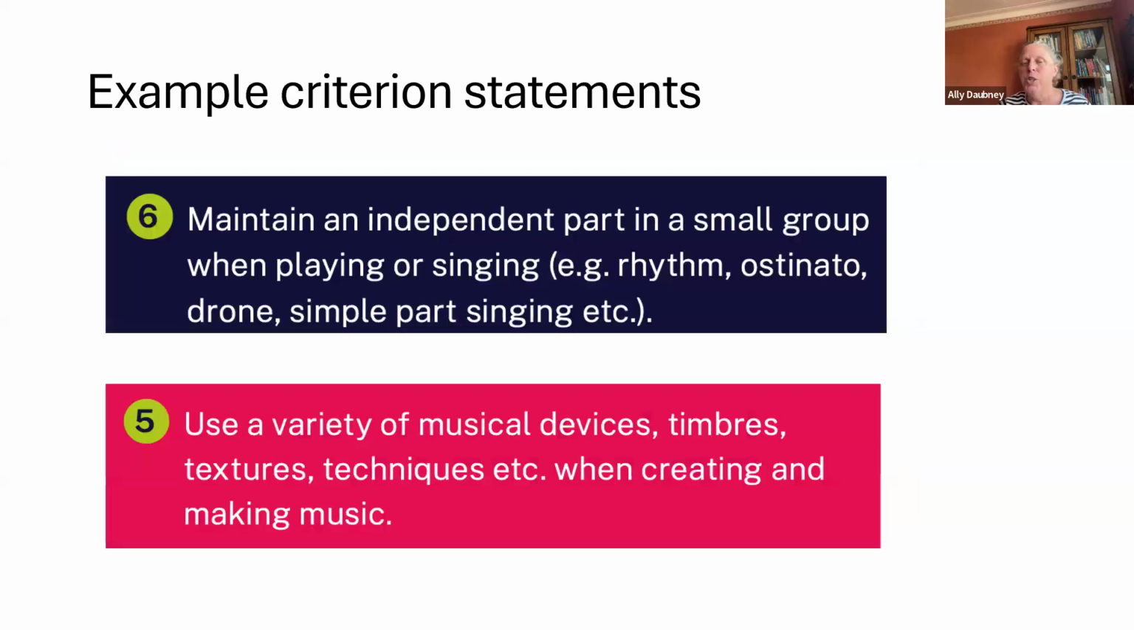And on the next slide, I just picked out a couple from stage C and stage D. So you can see hopefully that by the time they get to stage C, they might be maintaining an independent part in a small group, whereas often with the younger children, they'll be doing something all together, because they probably haven't secured the skill of doing something in a small group yet. So you can see there's ideas of progression that come through. And then the last one from stage D is using a variety of musical devices, timbres, textures, techniques when creating and making music. So deciding for themselves, they've got all of the language, and they've got the possibilities of things that they've played with.